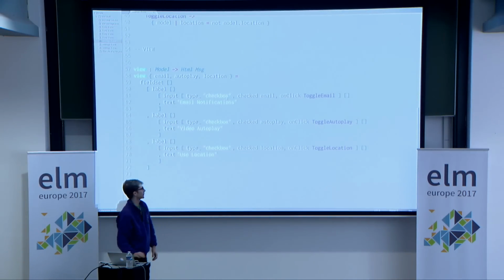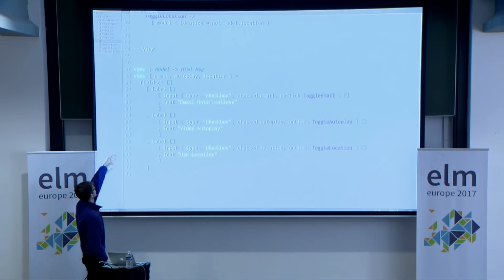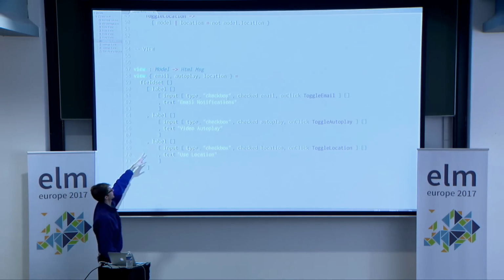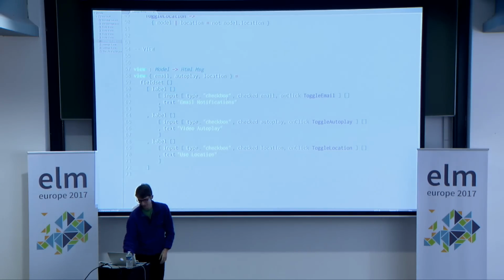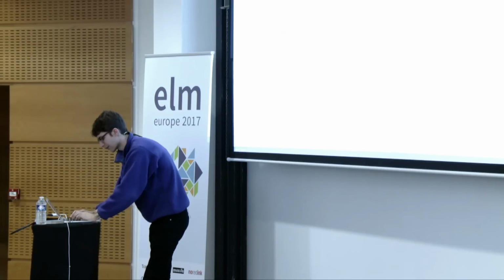And finally, we have a view. We have a field set, there's labels, and each one contains a checkbox where we say, here's the email notifications one, is it checked? Here's the autoplay, is it checked, et cetera. Now, one of the things you can do is say, these are pretty much exactly the same, so we can factor out some of this code. So I can say view checkbox, bool message string. I don't know if it makes sense to start with the type, but I've practiced this, so I know what it is.